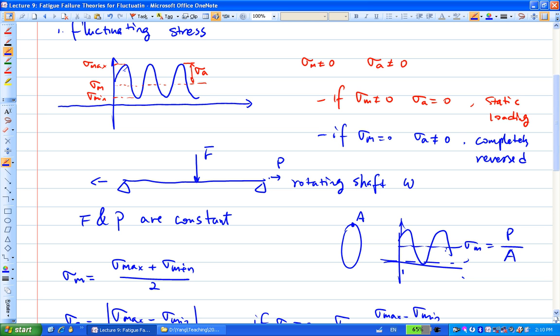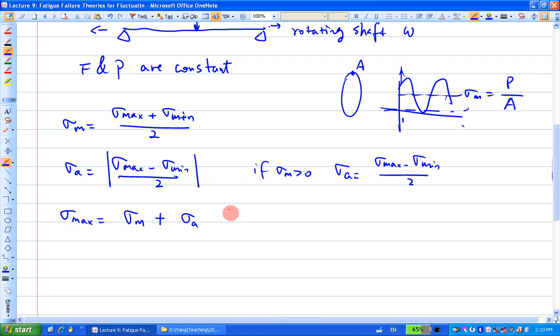In the later part of the lecture, you'll see we call that first cycle yielding. Even if the one cycle is not finished yet, if your maximum value is exceeding this SY, then you have this so-called first cycle yielding. So this is one particular reason that sometimes you need to look at whether it's going to be greater than SY or not. We'll talk about the details later. So that's fluctuating stress.